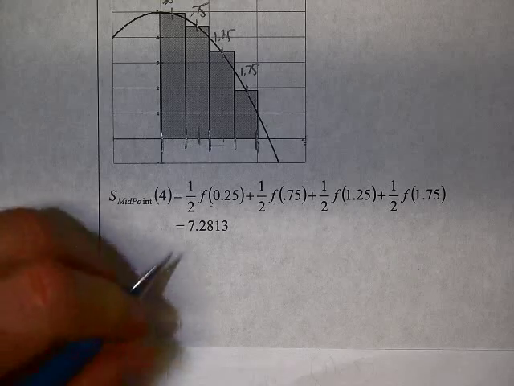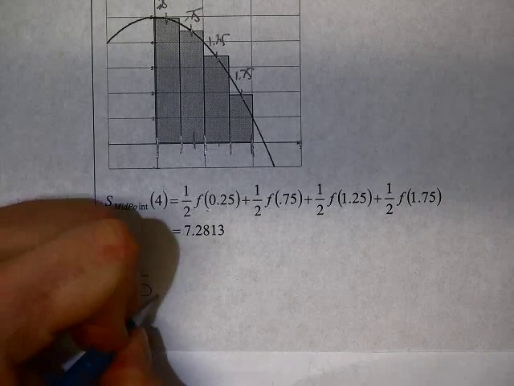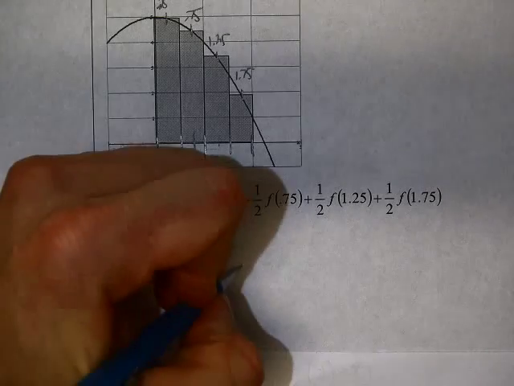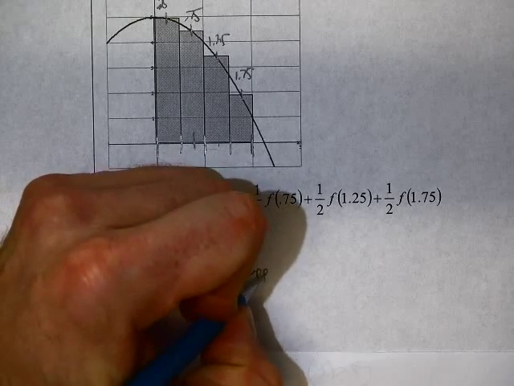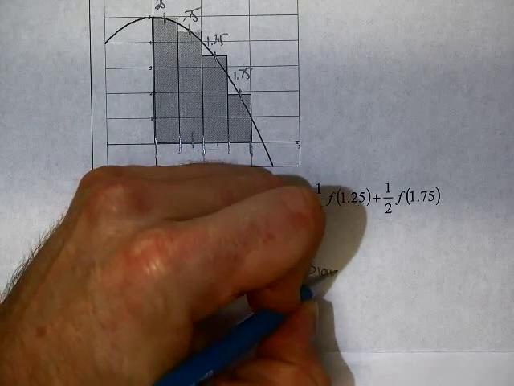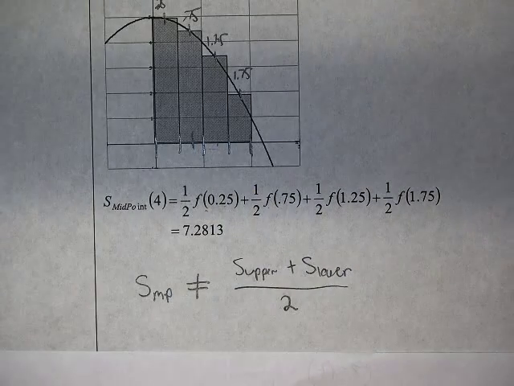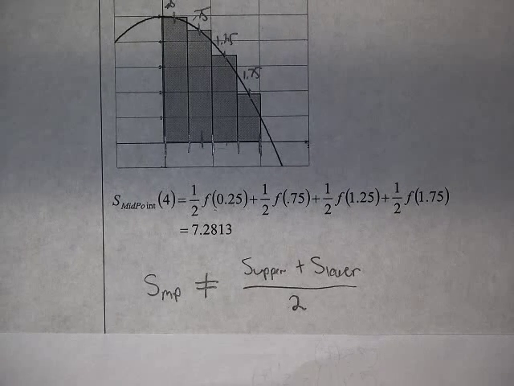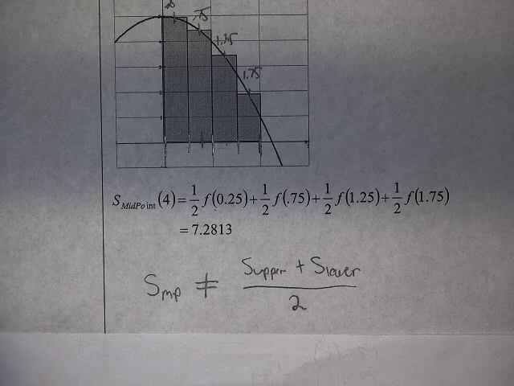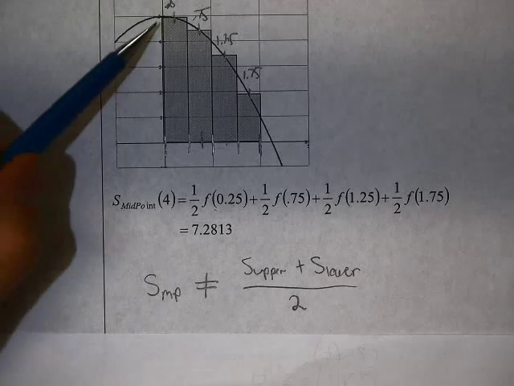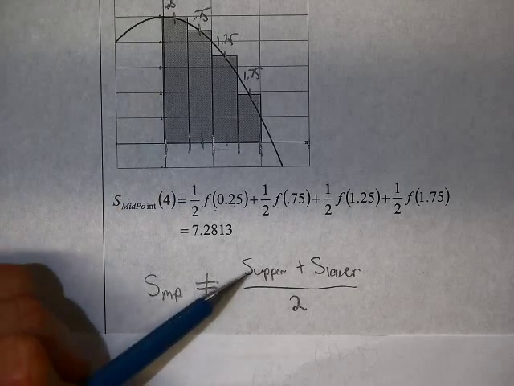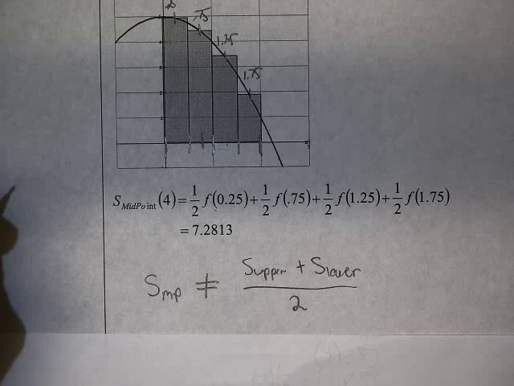What I want to show you is that the midpoint sum is not just the average of the upper and lower sums. It is not just the average of the two. So be careful, that's a common misconception. The midpoint will give us a better estimate. It's going to be closer to the true value of the area underneath this parabola between x equals 0 and x equals 2. But it is not simply the average of the upper and lower. It's a unique value.